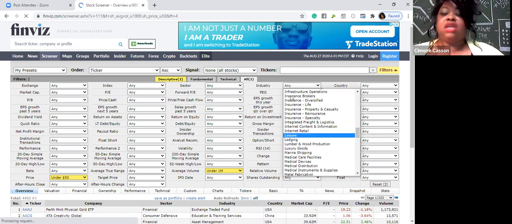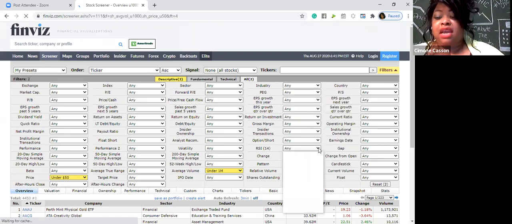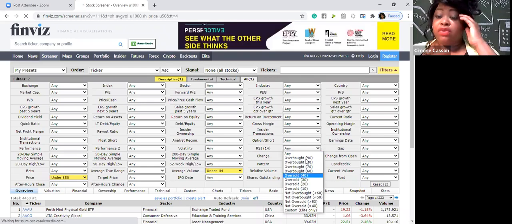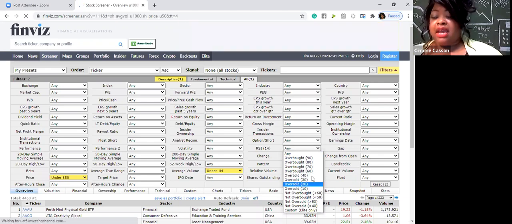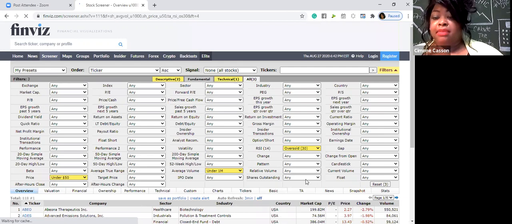It has all kinds of industries, so you might want to look at the actual industry and what's going on. Another thing, of course, is to see if a company is overbought or oversold. As we talked about, overbought is at 70, oversold is 40. So you might want to look at those. You might want to see some that are oversold, meaning that they're low and there's a possibility of people coming in to invest, right?